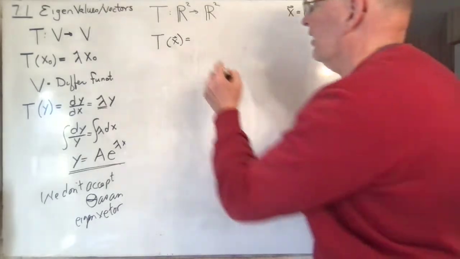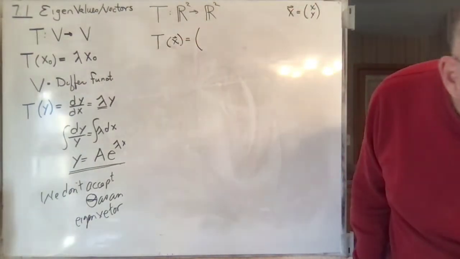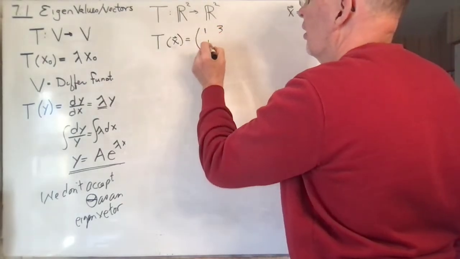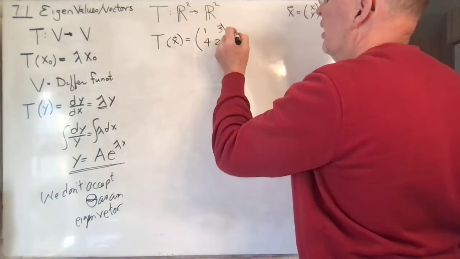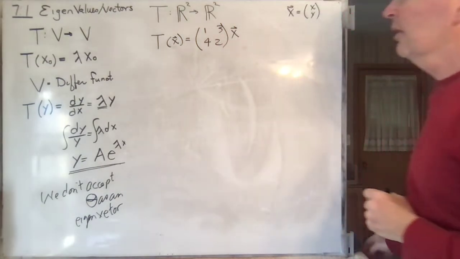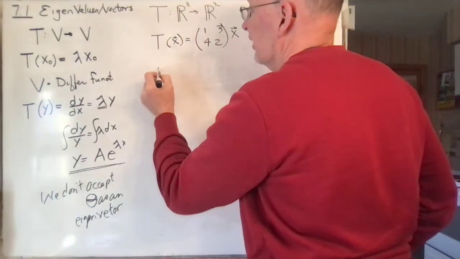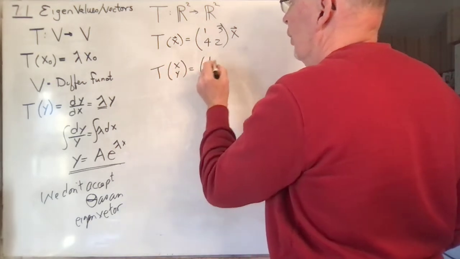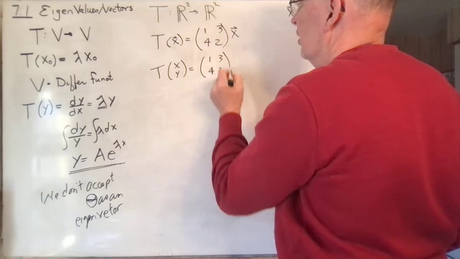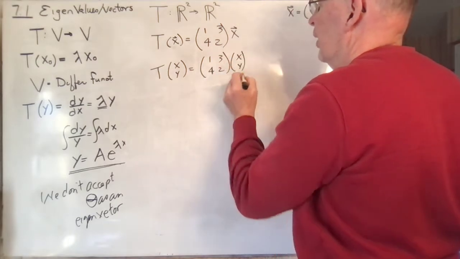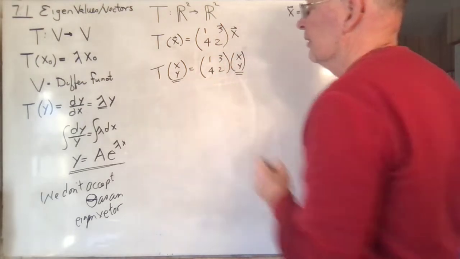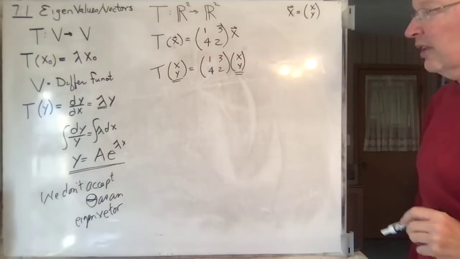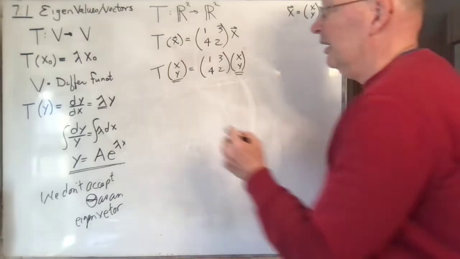And so T of x is this. It's the matrix 1, 3, 4, 2 times x. Okay, so in other words, I could have written it like this as well. I could have written T of xy is equal to 1, 3, 4, 2 times the vector xy. So there's your vector, there's your vector. And this thing is a linear transformation. Let's first of all just show that it is, okay?